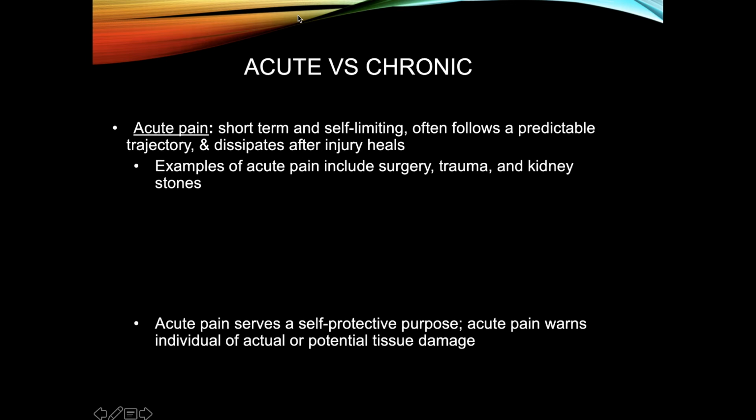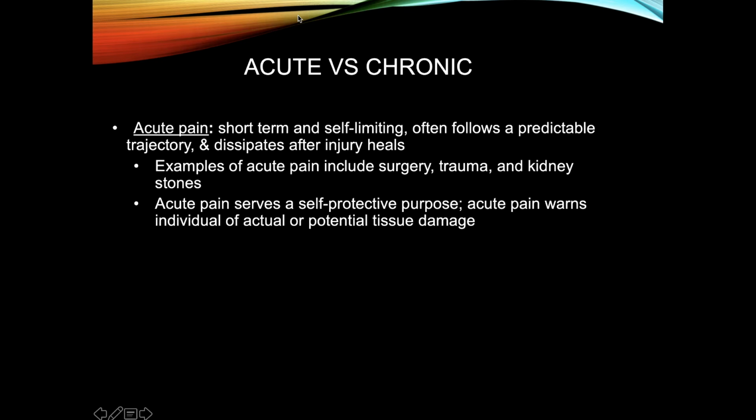Acute pain versus chronic pain. Acute, just as the name is defined, is short-term and self-limiting, so it doesn't last a very long time. It's pretty predictable with a trajectory, such as a headache or a broken bone, so it dissipates after the injury heals. The acute pain is really there to be self-protective. You go to put your hand in a fire, it hurts, you pull your hand away. So the acute pain really has a purpose.